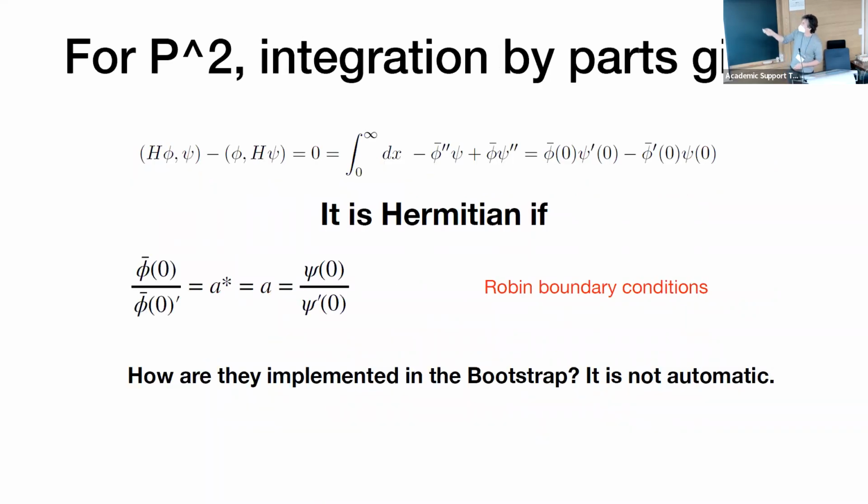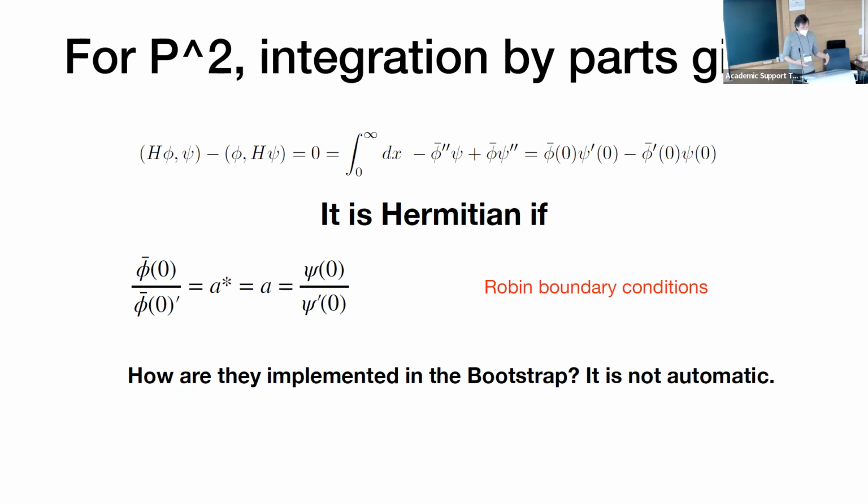For P squared, integration by parts gives something more complicated. And what you need is that this is Hermitian if this thing vanishes. And then the way you make it vanish is you take phi bar of 0 over phi prime bar of 0, you call that a number A. And then the other one needs to belong to the same Hilbert space. So the ratio of these two, which is a linear function because Hilbert spaces are linear, needs to be A, but you need to complex conjugate it. So the parameter A needs to be real. And these things are called Robin boundary conditions.